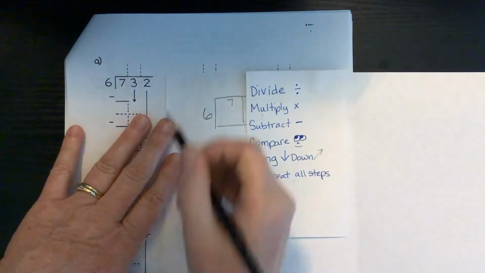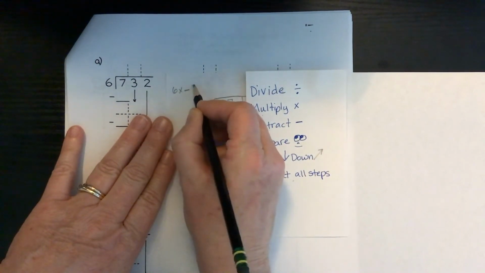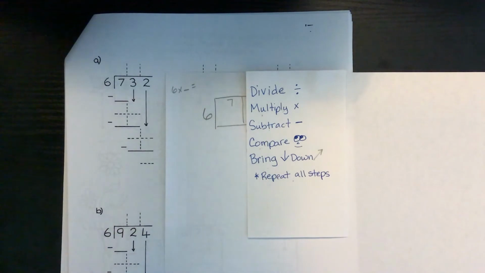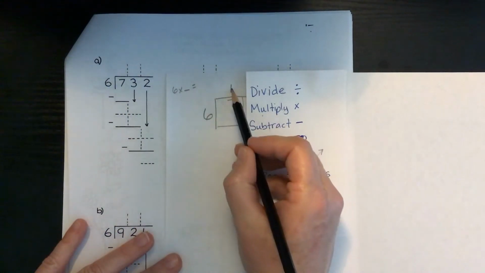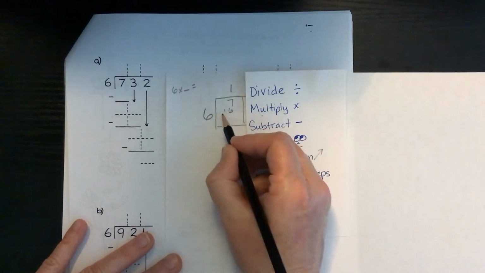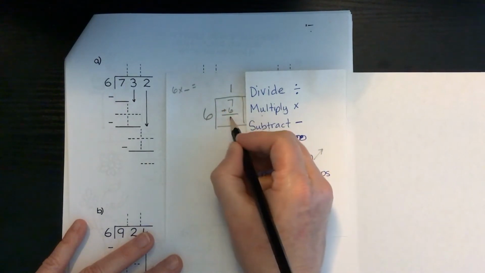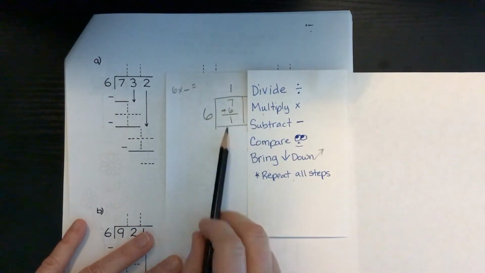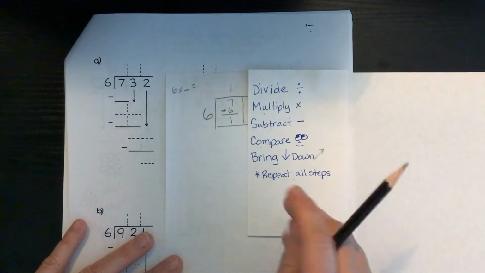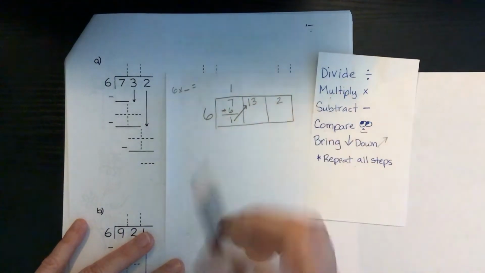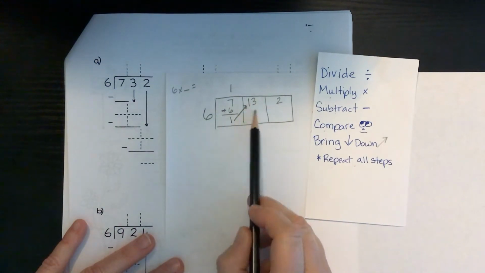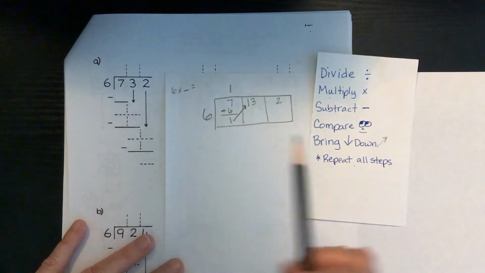First thing I'm going to ask myself: 6 times what gets me as close to 7? Well, if I skip count by 6, 12's way too big. So there's just 1 six in 7, because 1 times 6 was my 6. I couldn't get any closer, so now I'm going to subtract. I get a 1. I compare. It's definitely less than my divisor, so I'm ready to bring down. Now I have a 13.